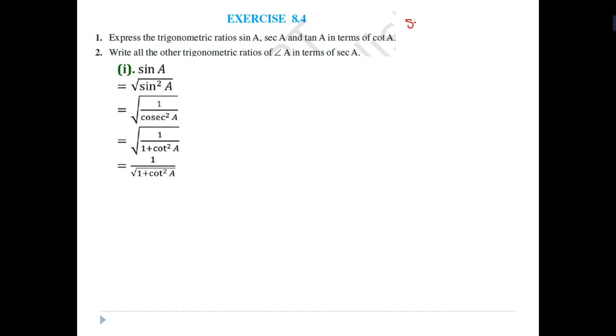Sin square theta plus cos square theta is equal to 1. 1 plus tan square theta is equal to sec square theta. 1 plus cot square theta is equal to cosec square theta.